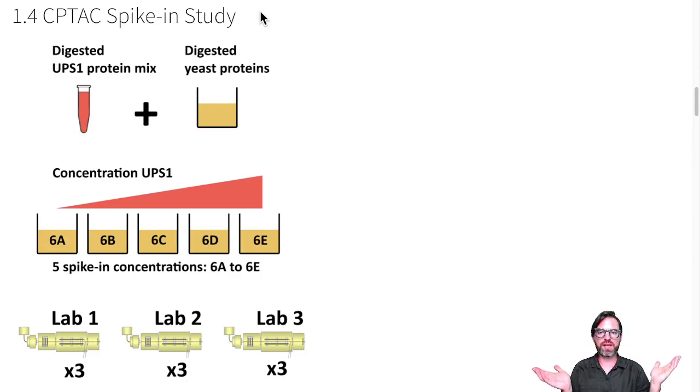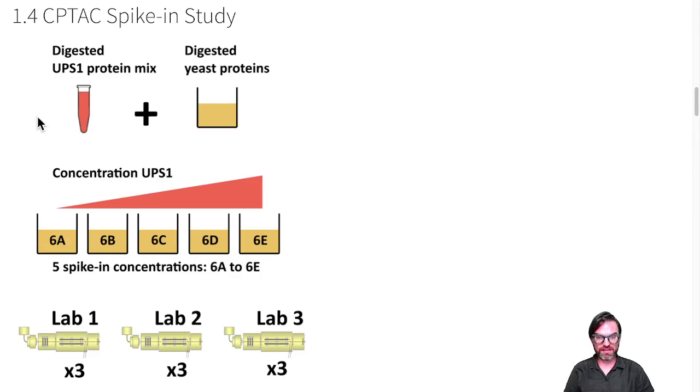How were researchers able to construct such a clean dataset? They started from yeast cells. They lysed all the cells and harvested the proteins. They then digested them into peptides. Every sample in this experiment contains the same yeast background, so all the yeast proteins are not differentially expressed. On top of that, they also added UPS proteins, and UPS is a mix of 48 human proteins.